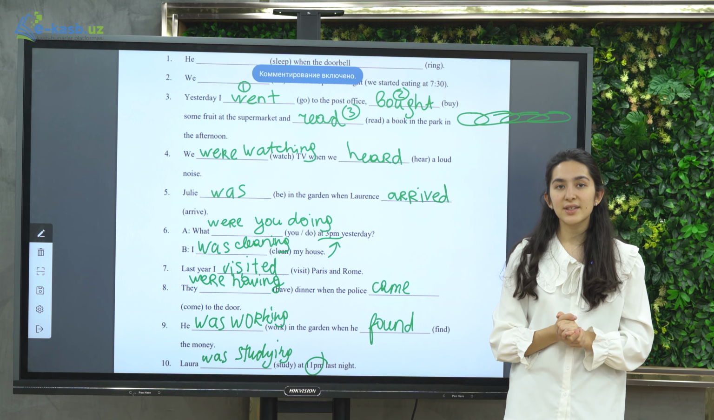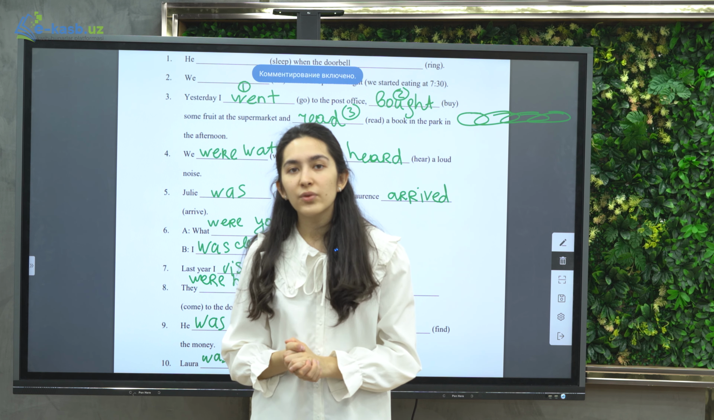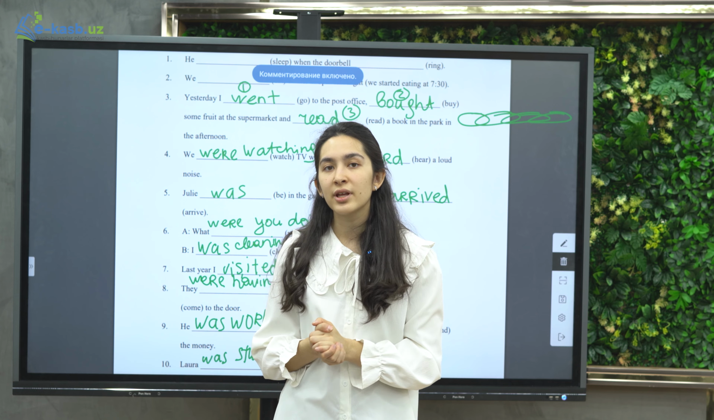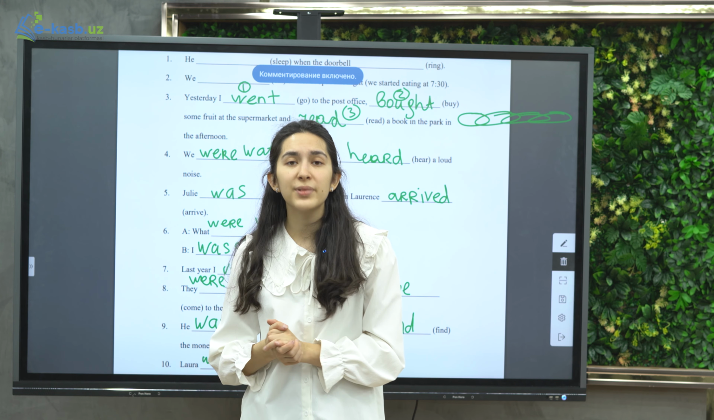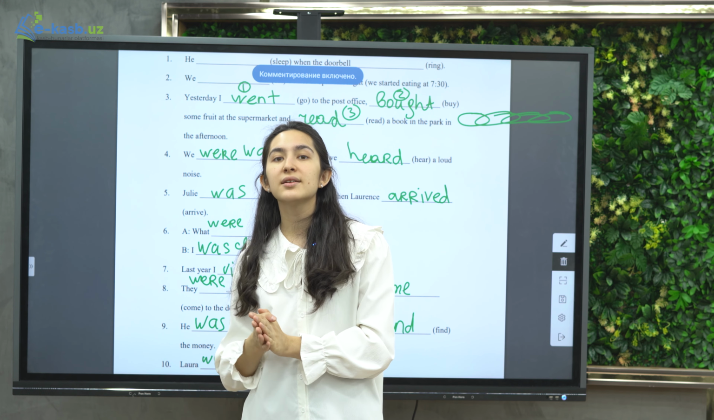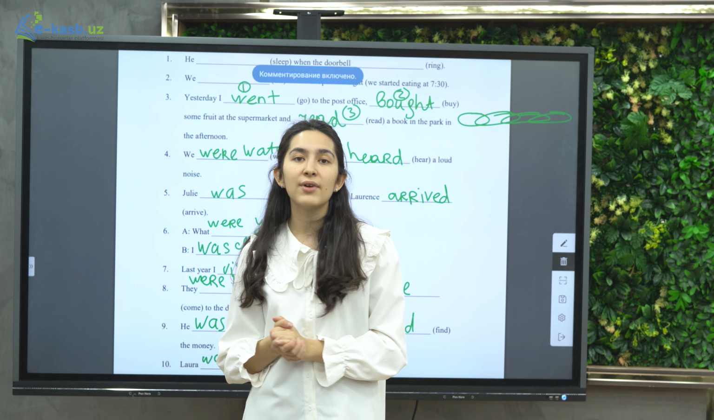I hope everything is clear. Good job. So today we learned with you a very big topic and one of the most important topics of English language. This is past simple and past continuous. I hope everything is black and white for you. Please do not forget to do your homework and use these tenses in your practice, especially when you speak.